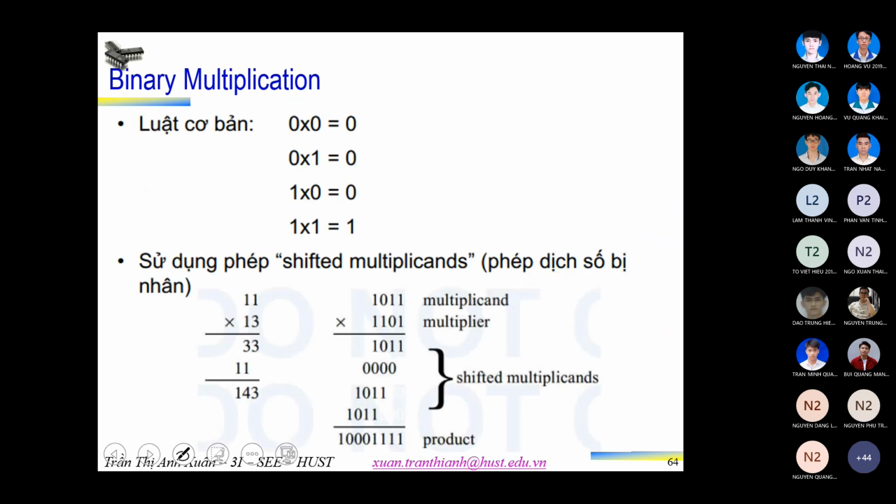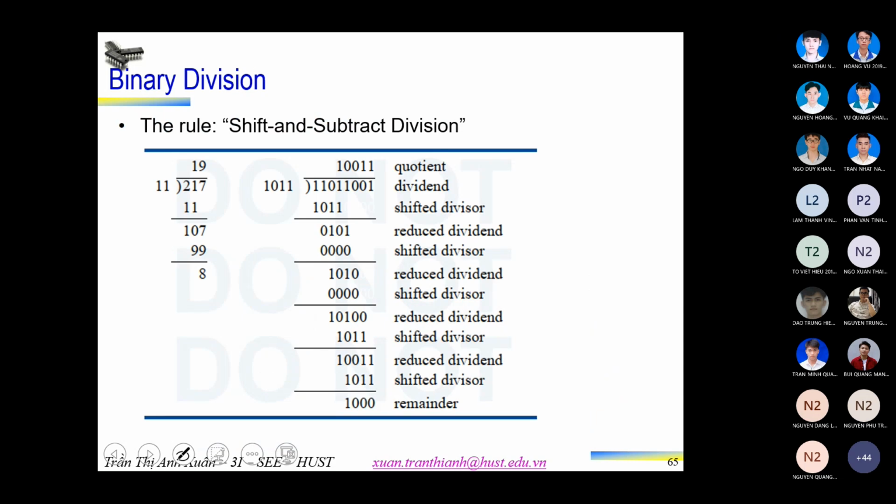And finally, we have the rule for the binary division. Okay, we have 10 minutes to take a break. After the break, we continue with the rule of binary division.